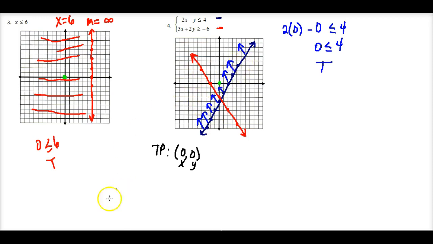Okay, so now we'll go ahead and move on over to our next inequality. And we'll plug in 0 for x, 0 for y again. And when we do that, we get 0 is greater than or equal to -6. And of course, once again, that is a true statement as well. So what that means is we need to shade the side that is on the same side as the test point. So we'll draw some arrows here to indicate that.